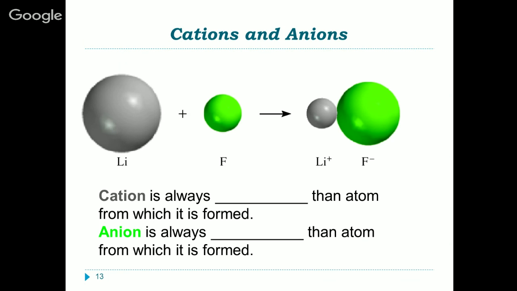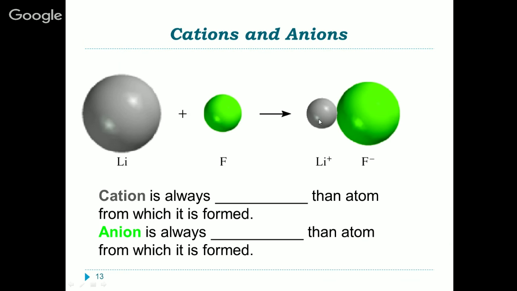Versus when I'm gaining electrons here, first of all, I need to have more space because I have more things. Second, the effective nuclear charge goes down. Third, because electrons are negatively charged, they are going to repel each other and want to spread out farther away from each other.